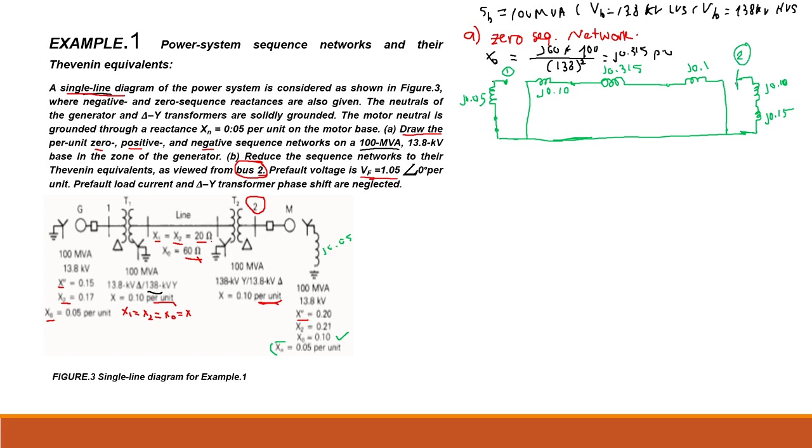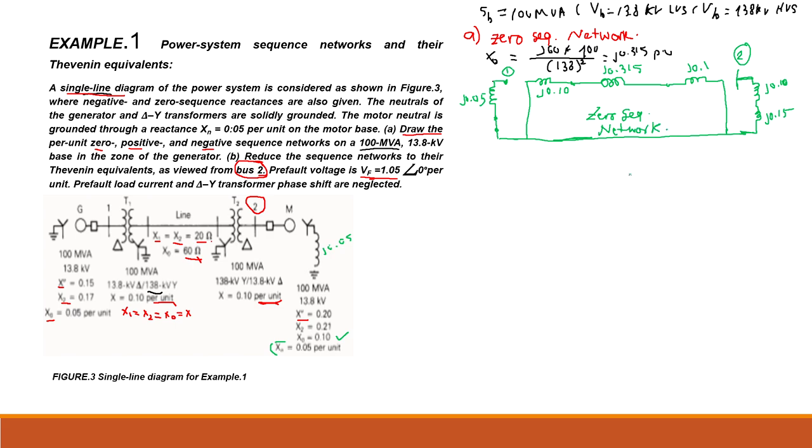At this bus, from the example, it is assumed that the fault takes place. This is the zero sequence network for the system shown in this example.